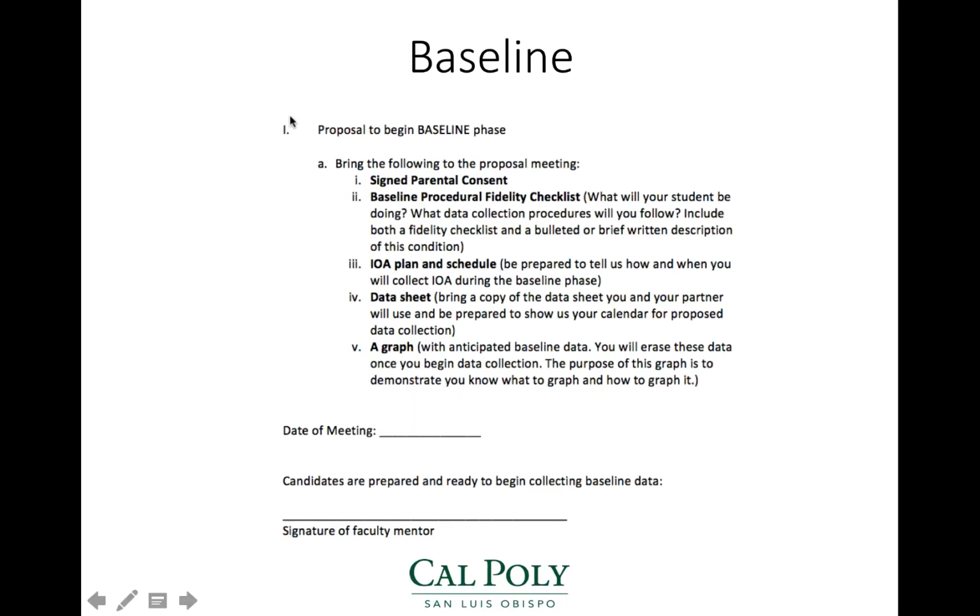So here's an example of the baseline form. You'll need to bring the following materials with you to the meeting: the signed parental consent, your baseline procedural fidelity, and I'll show you an example of one of those, and you're free to develop your own based on that example. Your IOA plan and schedule. So when are you going to be collecting your inter-observer agreement during the baseline phase, and do you have a schedule for data collection? A final copy of your data sheet and a graph.